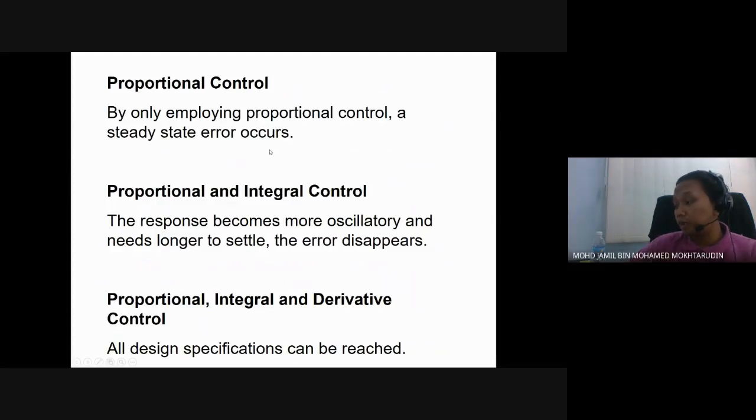So this is a summary of what happens if you combine two or more controllers. If you put the proportional controller only, then the steady state error is still there, but the rise time is reduced. If you put proportional and integral, then the error disappears, but the system becomes more oscillatory, meaning more damping. And lastly, if you put all of them together, then you can get the design specification that you need.